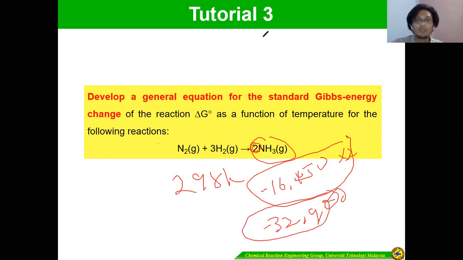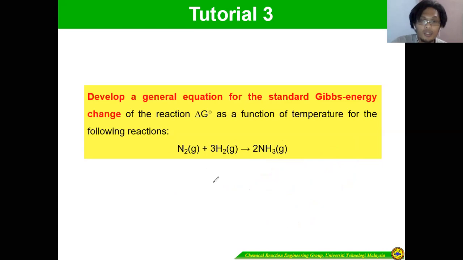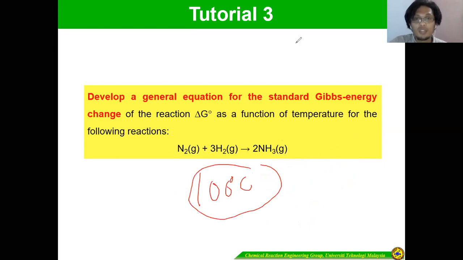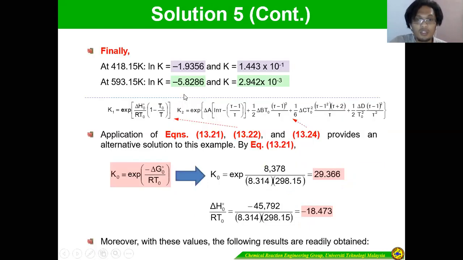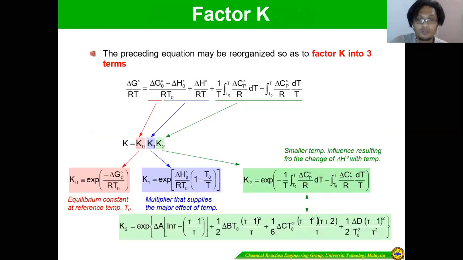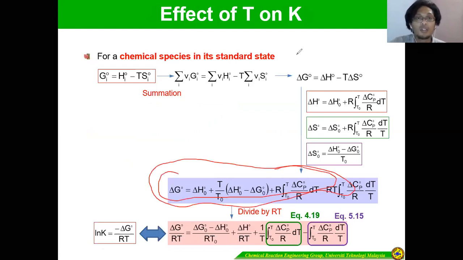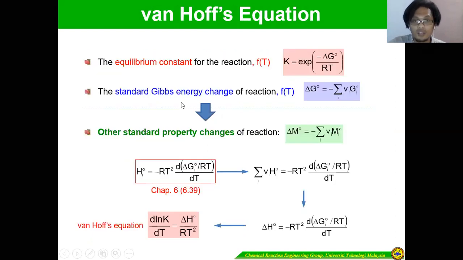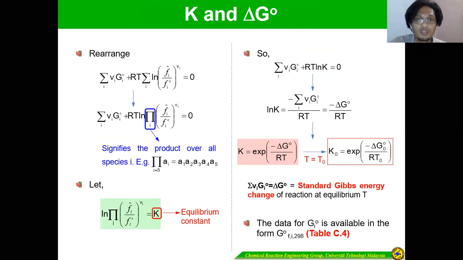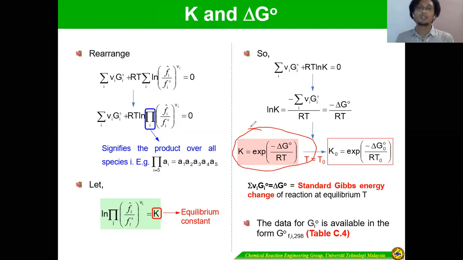Except if the final temperature, or it operated at 100 degrees C. If the operating temperature is 100 degrees C, then you have to use this equation to calculate delta G. But if at 298 K or standard condition, just use this equation. Just direct calculation. That's another method actually. It's a fast method because it's just operated at the standard condition. Okay. Thank you.